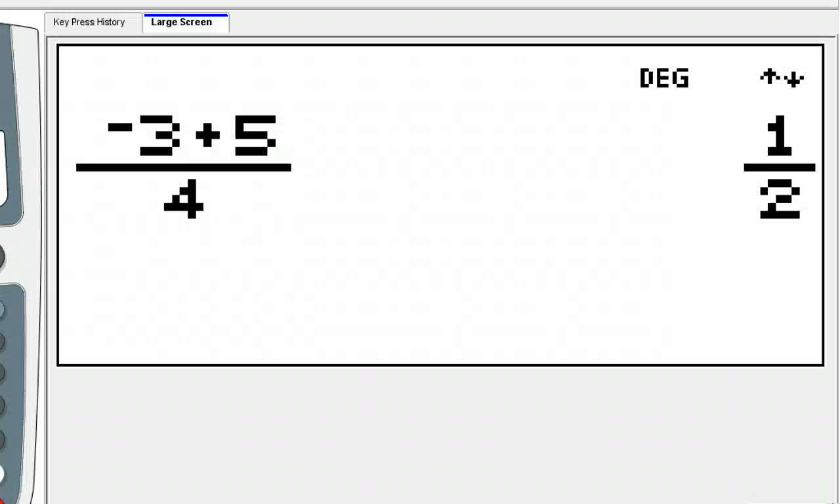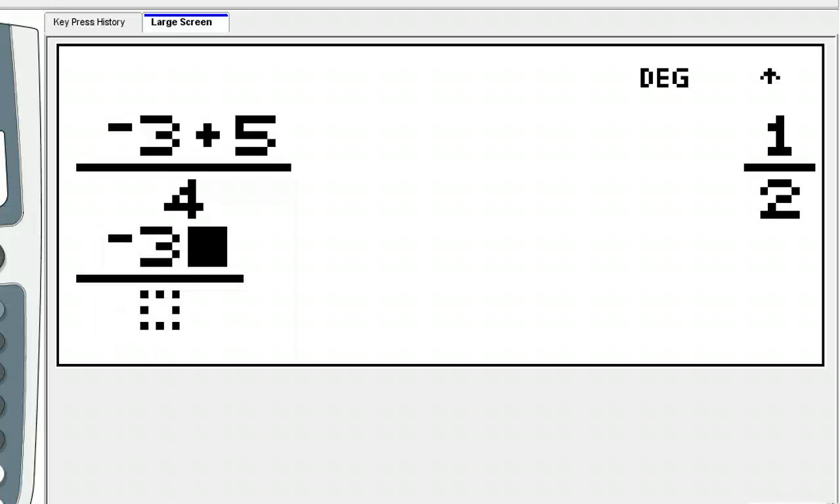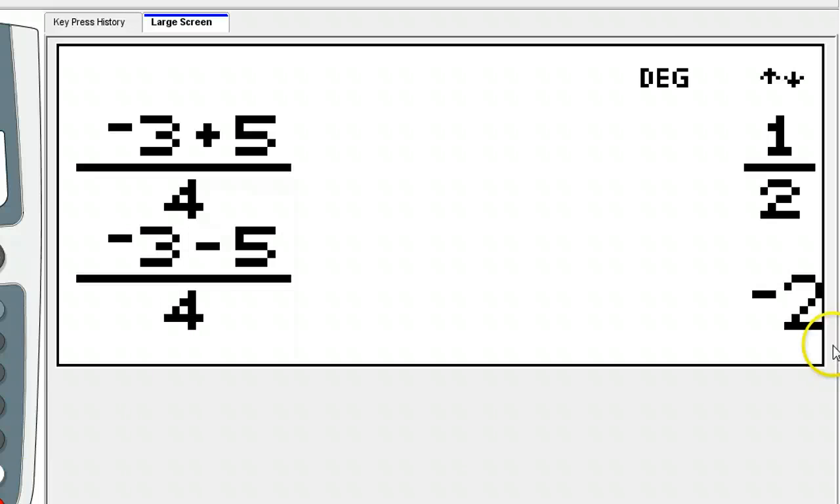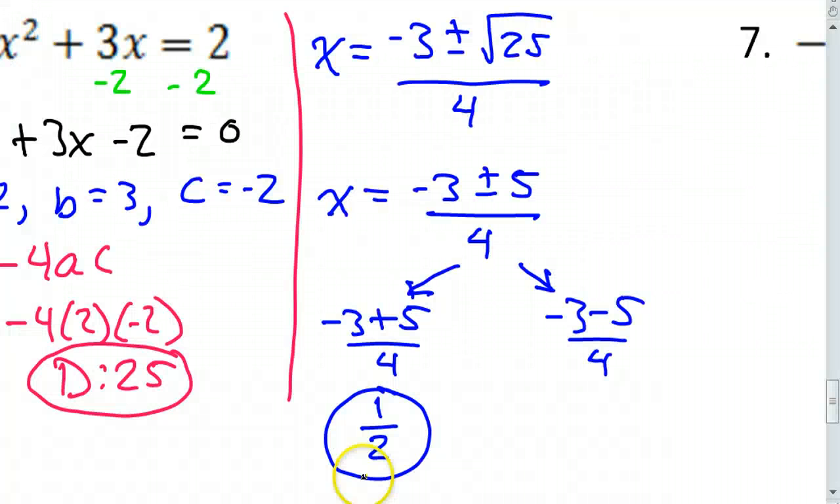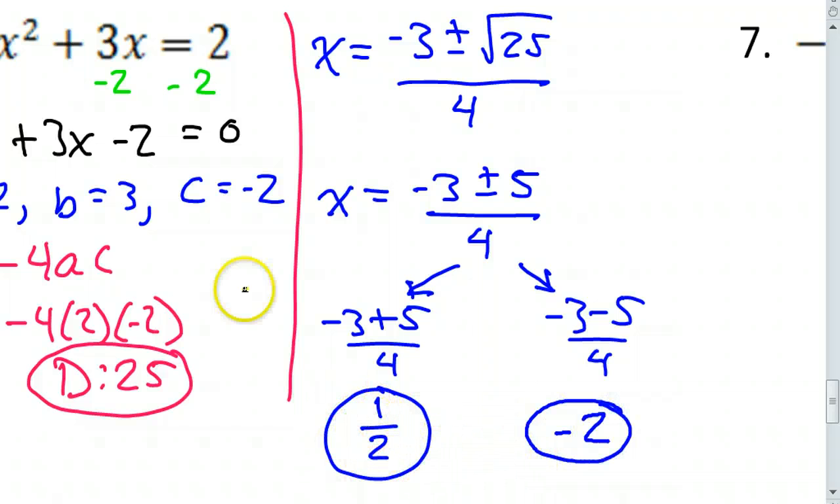Negative 3 minus 5 over 4, that's negative 2. Okay, so these are the two solutions.